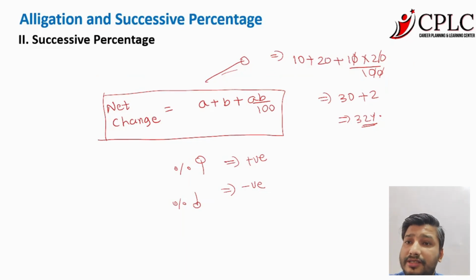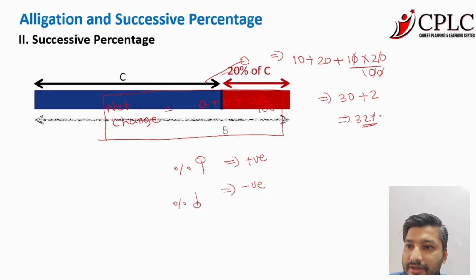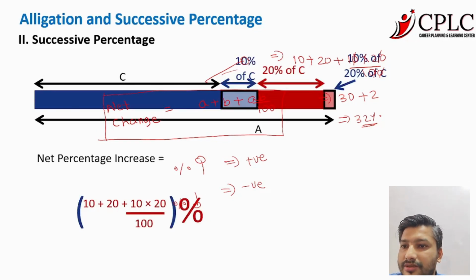The formula is so nice that even the final answer will automatically tell you a lot of things. For example, if the final answer is positive, you clearly understand it's a percentage increase, and if the final answer is negative, you clearly understand it's a percentage decrease. You don't have to do anything else when it comes to all these numbers. So this is the application of successive percentage. So 32% using the same idea of successive percentage.